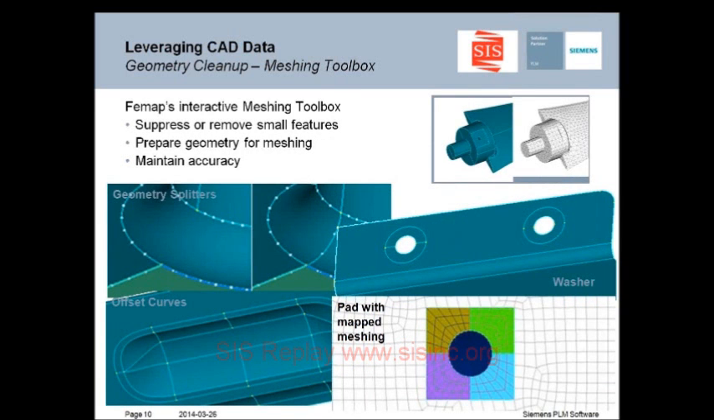Some other things you can do with the interactive meshing toolbox: you can suppress or remove small features, so that gets rid of a lot of the extra detail that we perhaps don't need. And you can do a lot of things to prepare the geometry for meshing, so you can put mesh seeds along edges or curves. You can maintain accuracy with tools like pads and washers, which allow you to apply a very good mesh around typical stress risers like holes, so you get accurate results where you need them at levels of high stress, changes of stress, high stress gradients.